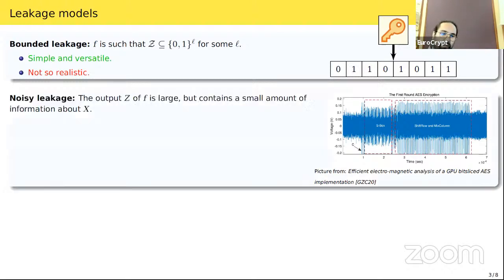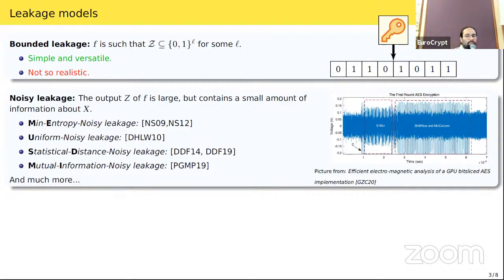data. So this is captured by the stronger notion of noisy leakage, in which the output of the leakage function may be of any arbitrary length, but the leakage is somewhat noisy in the sense that it only contains a small amount of information about the original secret. So this is formalized in literature through many models, depending on how this leakage information is measured. And in our work, we consider all the main noisy leakage models.